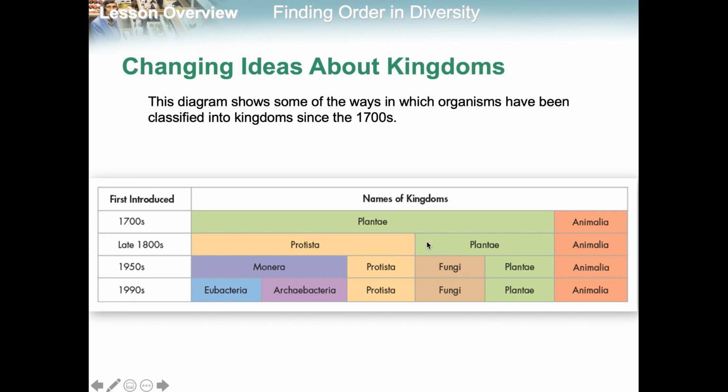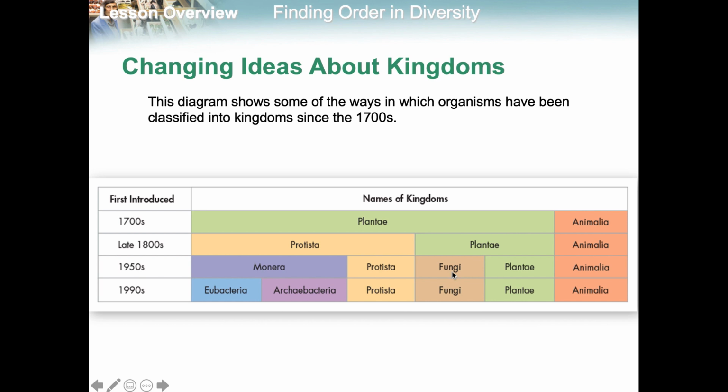So here in the 1700s, you could see that it was just plant and just animal. Then in the late 1800s, they added protista. Protista has always been where anything that doesn't belong with anything else goes. So if it doesn't fit, it goes into Protista. Everything else that was green was plants, and Animalia was anything that moved. In the 1950s, they added Monera. Monera has to do with any kind of bacteria. That's where they put that. Protista, once again, the weird ones.